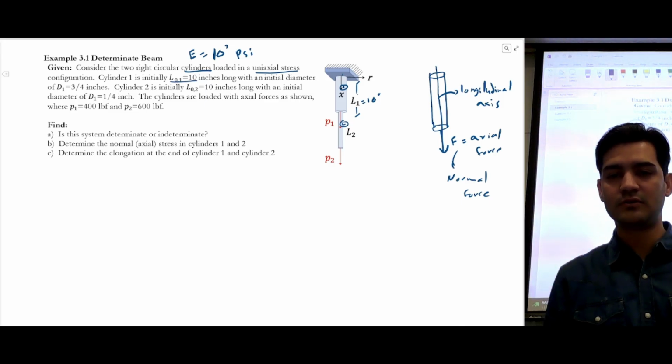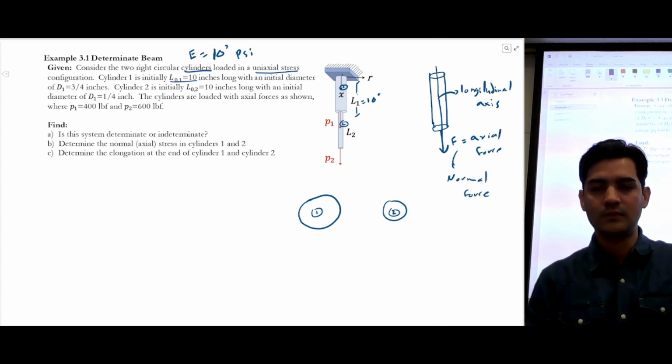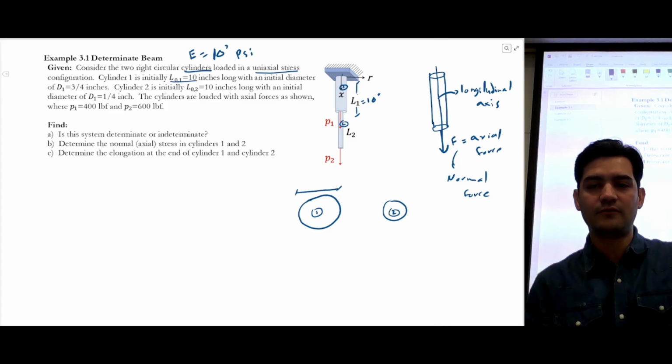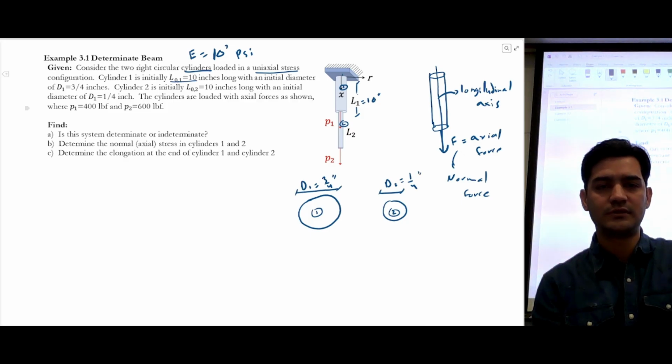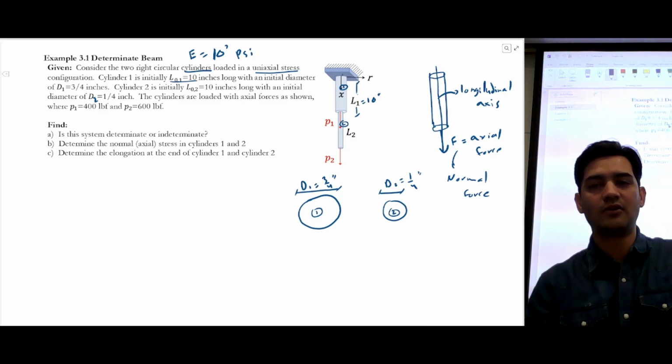I'm going to draw this: cylinder 1 and cylinder 2. The diameter for cylinder 1 is 3/4 of an inch, and the diameter for cylinder 2 is 1/4 of an inch. This is T2. The cylinders are loaded with axial forces, the forces acting along the axis, as shown here. P1 is 400 pounds and P2 is 600 pounds.